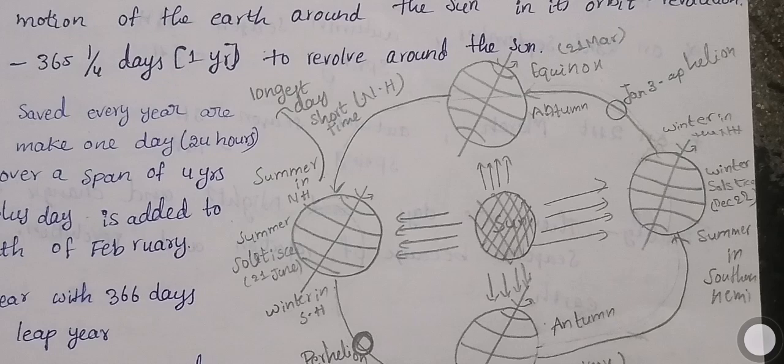In this, there are long days in the southern hemisphere and short days in the northern hemisphere.